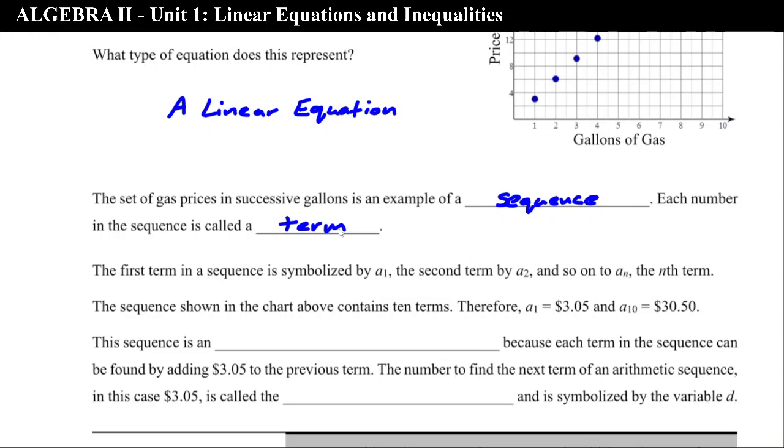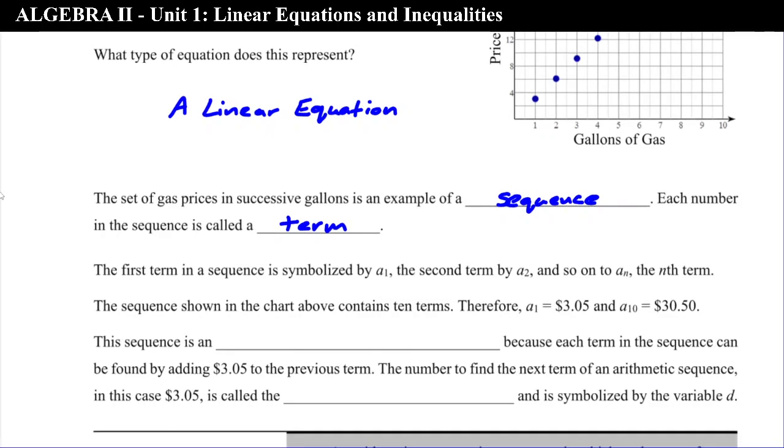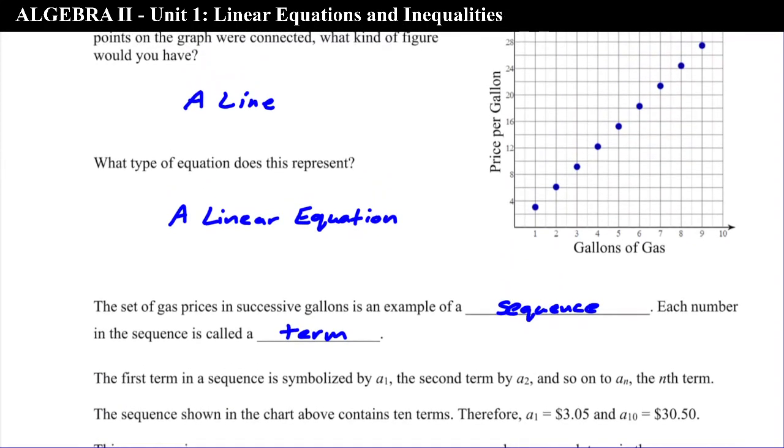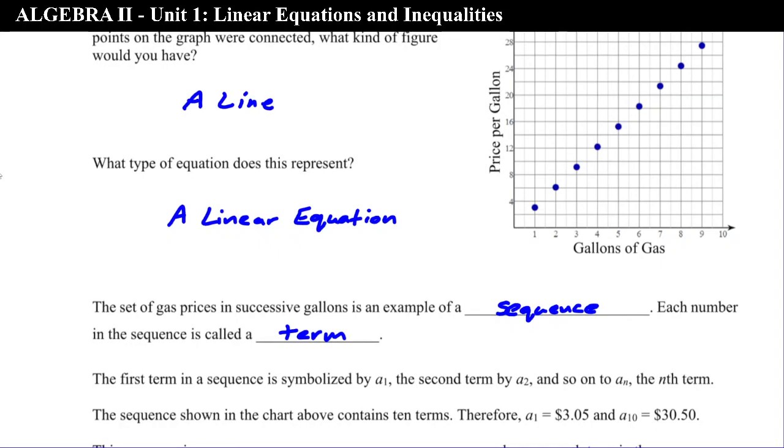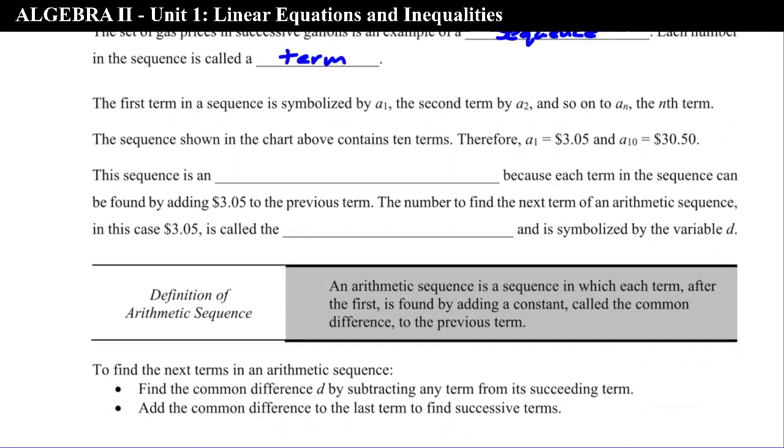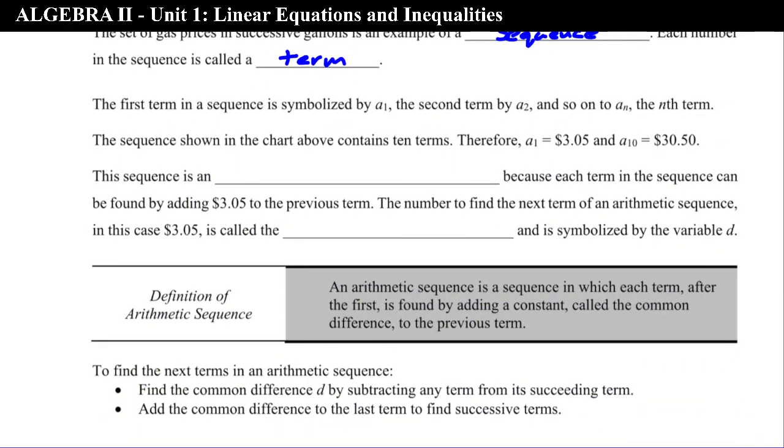The sequence in that chart above contained 10 terms. We had a sub 1, which is our first term, being $3.05 a gallon. And then we had our last term in the table, which was a sub 10, being $30.50. Of course, we had a sub 2, a sub 3, a sub 4, everything going on in between as well. Now let's talk about what kind of sequence this is specifically.